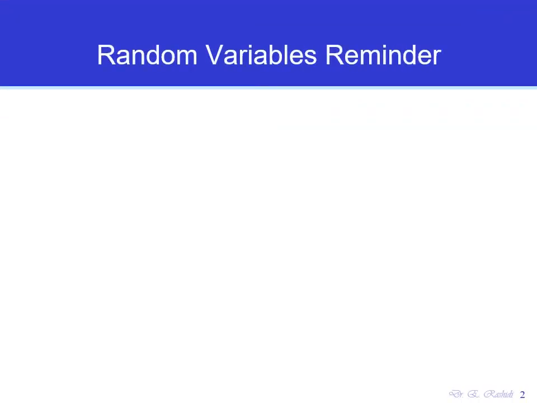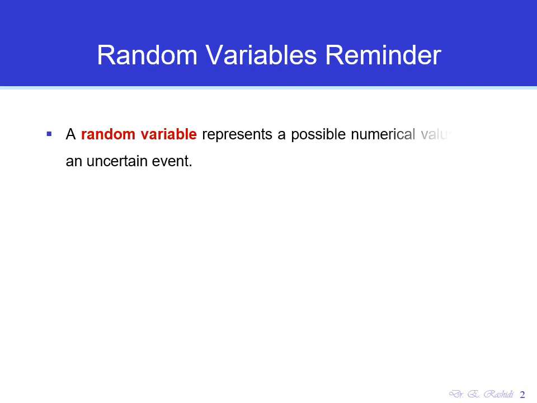Do you remember random variables? We talked about characteristics and variables before. A random variable represents a characteristic, a possible numerical value from an uncertain event, that is going to vary from person to person, item to item.